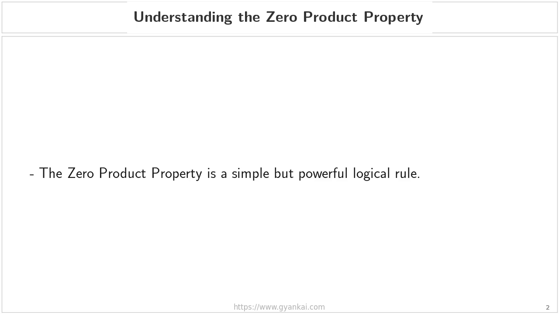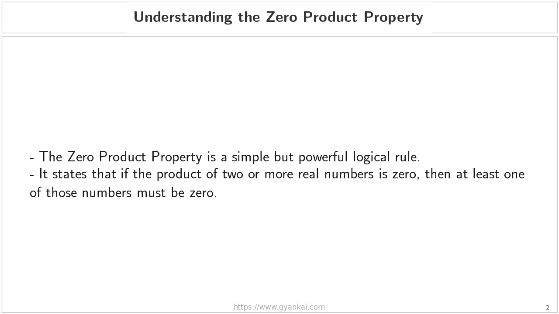Understanding the zero product property. Now that we know our ultimate goal is to find the actual values of x, let's dive into the logic that makes this possible. We are going to look at the zero product property. You can think of this property as a simple but incredibly powerful logical rule. It states that if you multiply two or more real numbers together and the resulting product is zero, then at least one of those individual numbers must be zero.